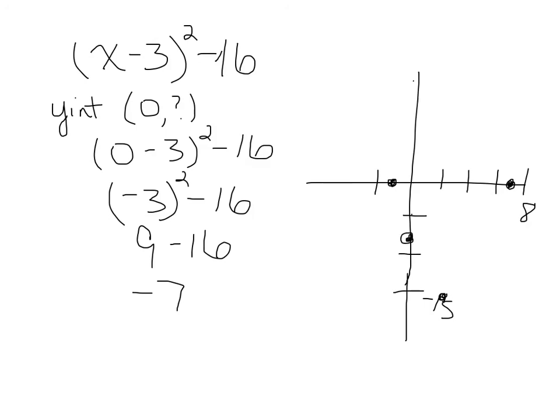Since the quadratic graph is nice and symmetric, you can find your mirror image points over here. Let's see, that was 3. So 3 over, down to negative 7, should be a mirror image point for the y-intercept. Connect the points, and you have your quadratic.